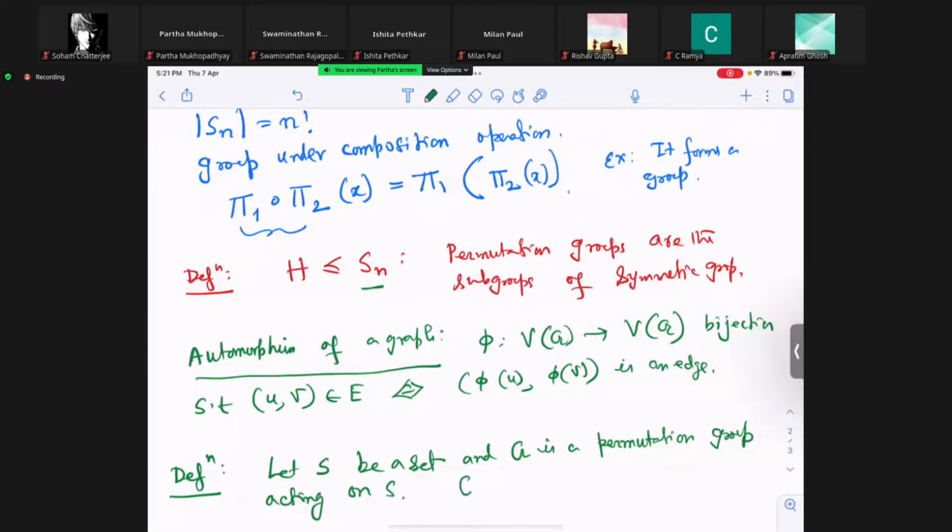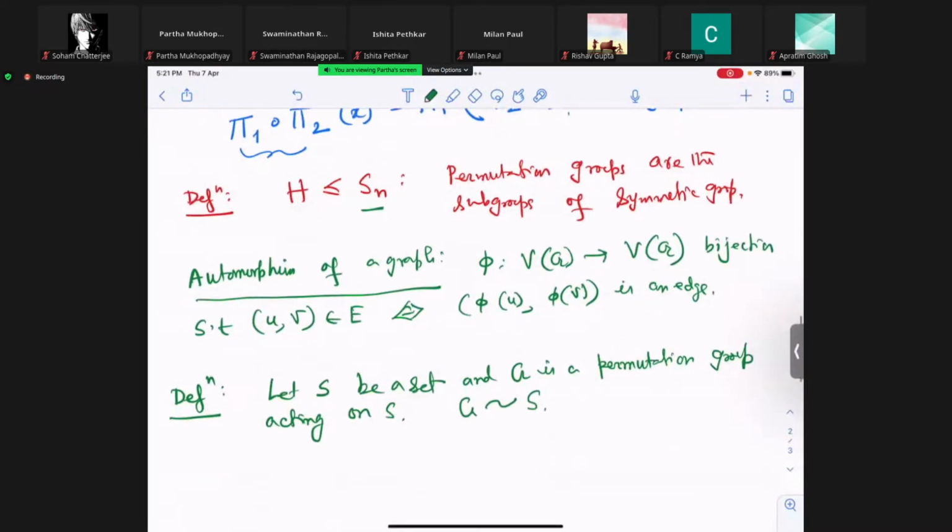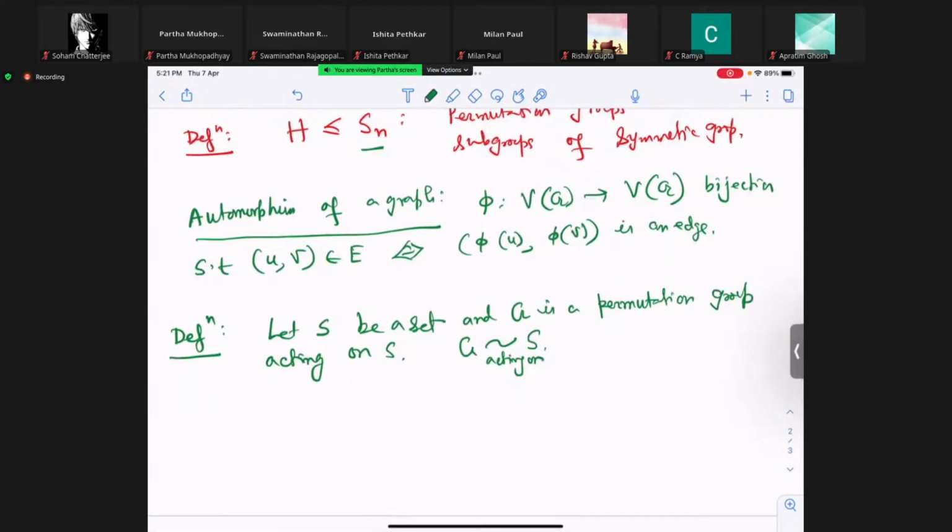So notationally, we always write G acting on S in this sense. Some people prefer this notation, which also means G acting on S. And now fix any i in S. You can define the stabilizer of i. So what do you mean by acting on S?